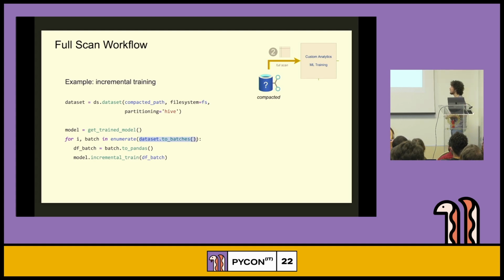dataset.toBatches to iterate through batches. So PyArrow will create batches for you and give you one batch at a time. And you can use these batches to do your model training. You can do it on a single host, or you can do distributed training. You can do it as you wish, as you need.